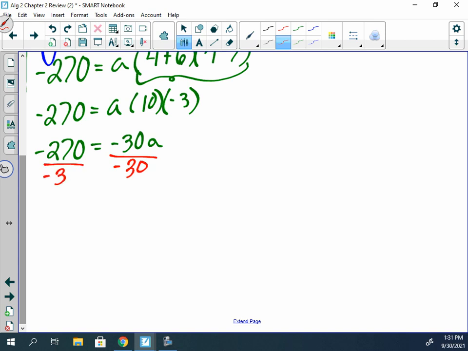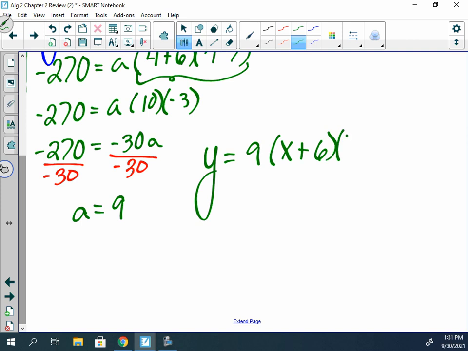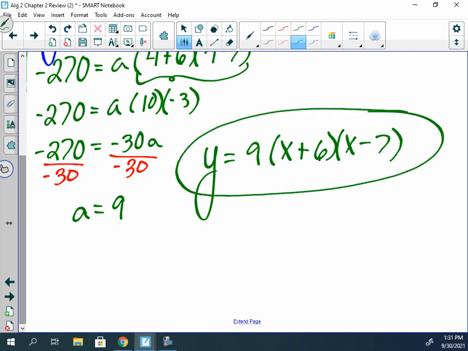Divide both sides by -30. So y equals 9 times (x plus 6) times (x minus 7). And that right there would be the equation of the parabola.